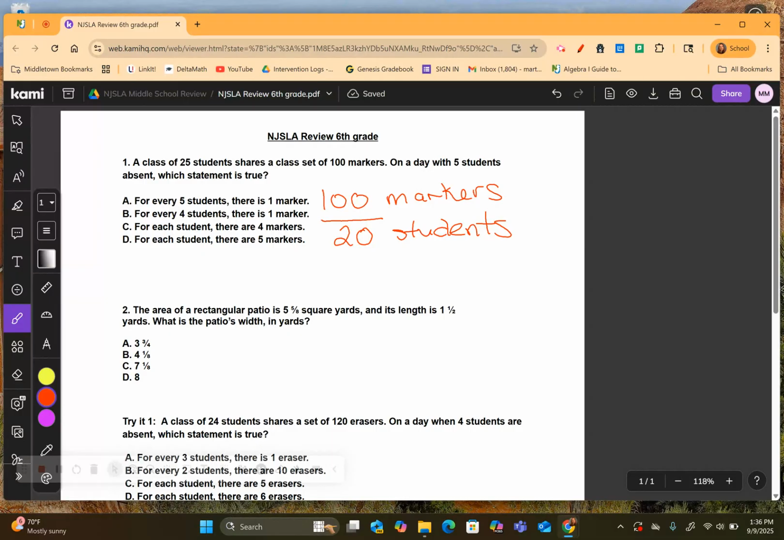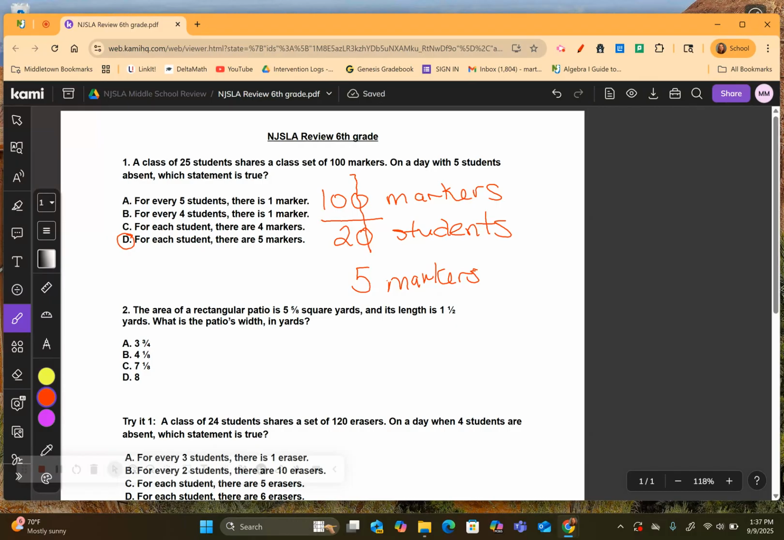If we take 100 divided by 20, to make it easier for ourselves, because we don't have a calculator, there's a 0 here and a 0 here. By just crossing out these zeros is essentially the same as dividing by 10, the numerator and the denominator. 10 divided by 2, now that's a much easier division problem. 10 divided by 2 is 5. Therefore, there are 5 markers for each student. For every one student, there are 5 markers. Therefore, the answer is D.